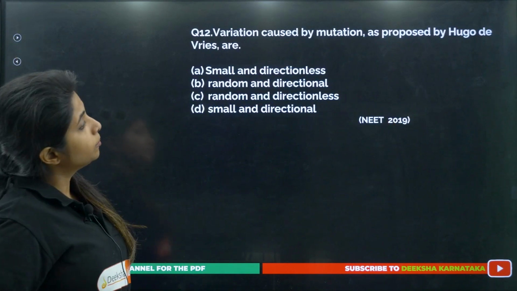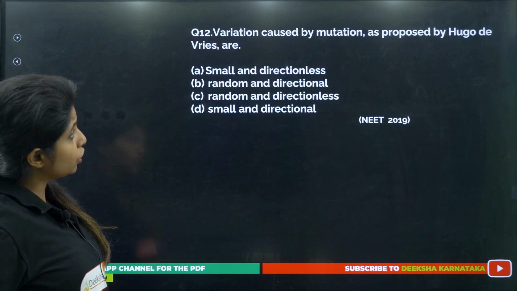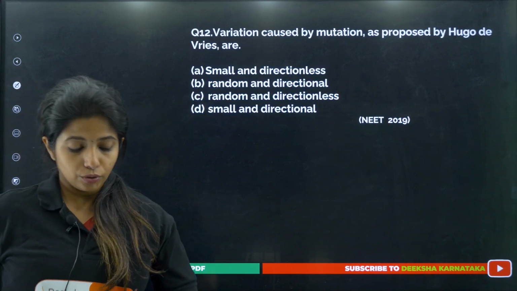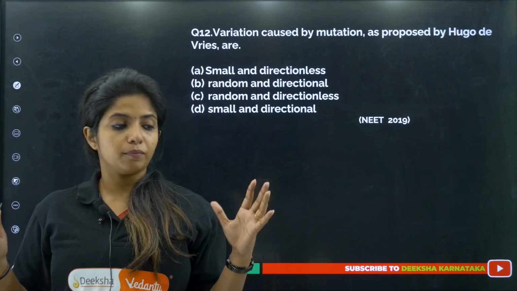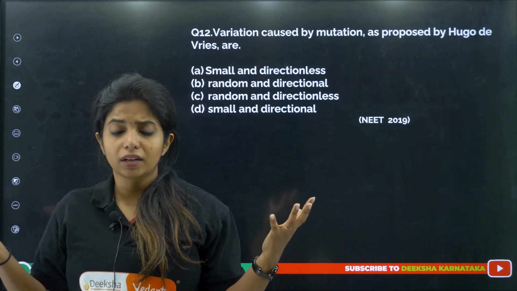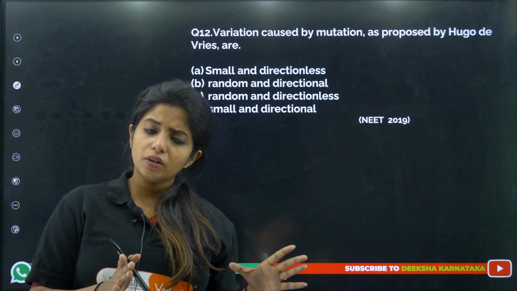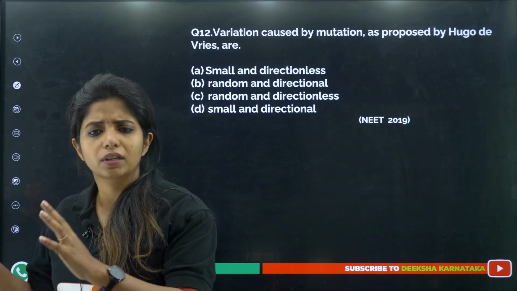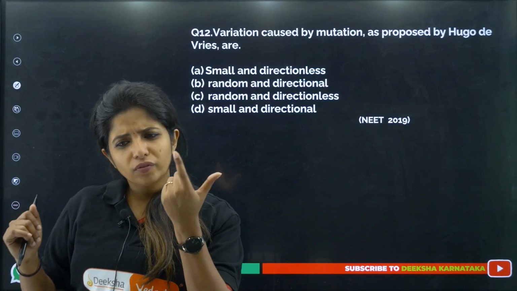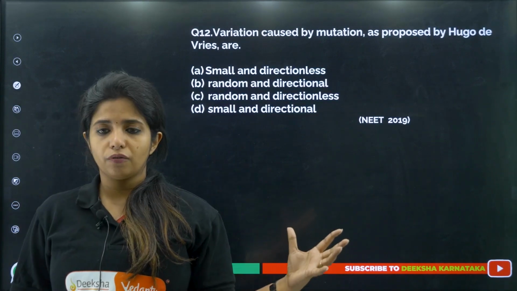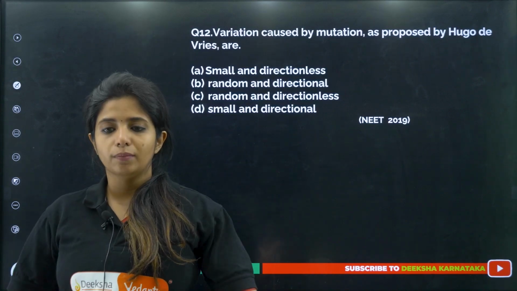Now next question. Variation caused by mutation as proposed by Hugo de Vries are what? So there was Darwin initially who said that in a group of organisms there are some variations occurring. I do not know what is the cause of variation, but some good variations are letting organisms live, and this is a very small variation. It takes a long time to show its effect. It takes billions of years to show this effect and evolve into something else.